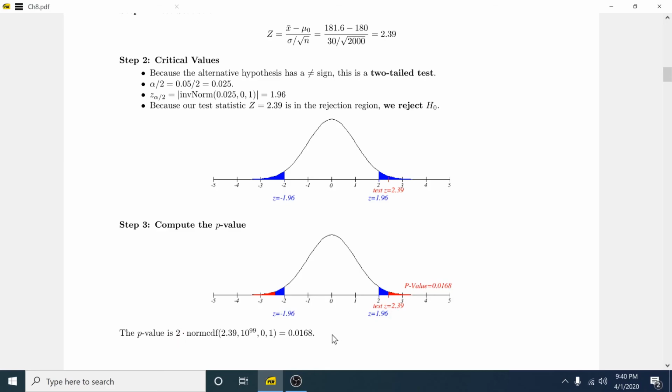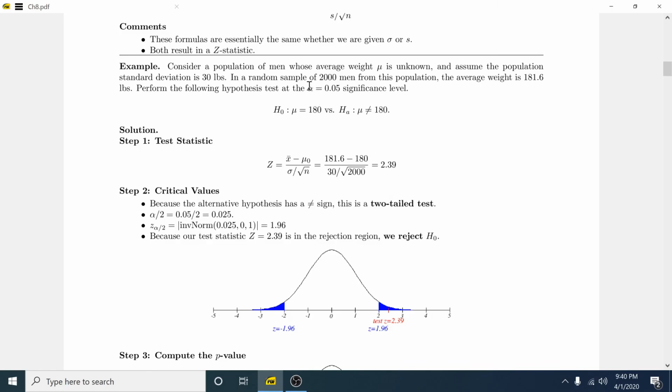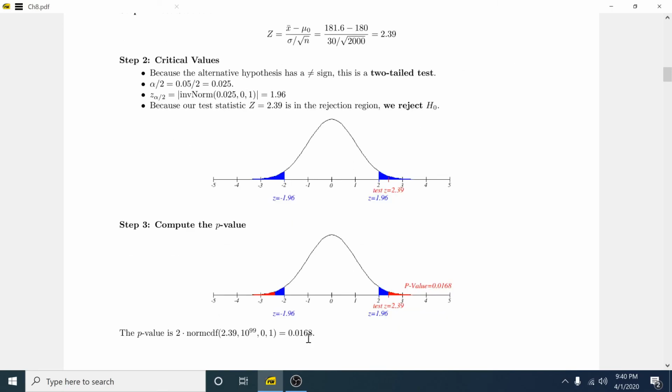Now, as stated earlier, the smaller a p-value is, the stronger the evidence is against H naught. And in particular, if your p-value is less than alpha, you will reject H naught. In this problem, our alpha is 0.05. Our p-value here is 0.0168, which is quite a bit less than 0.05. And so we're going to reject H naught. You'll notice that in step 2, we already rejected H naught. And this is what I was saying earlier: the p-value will always lead you to the same conclusion that the critical value leads you to. These are two different methodologies for doing a hypothesis test.